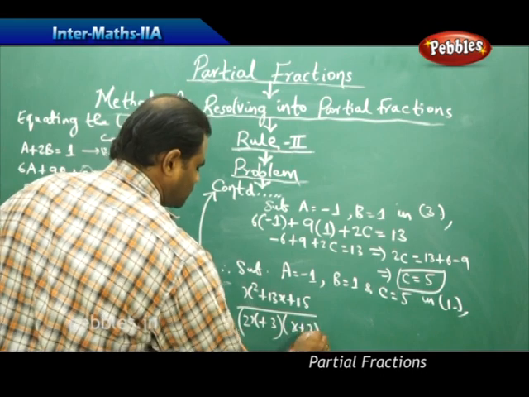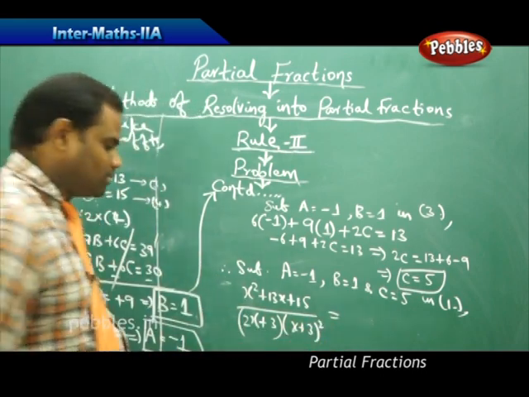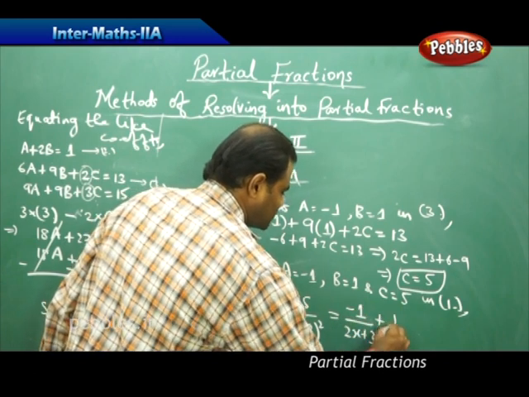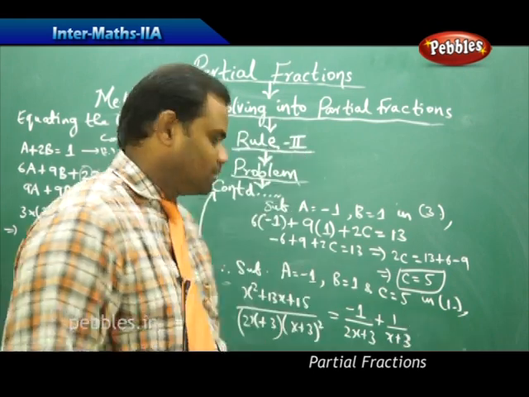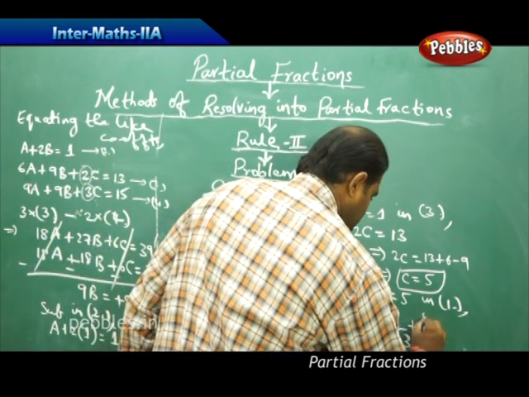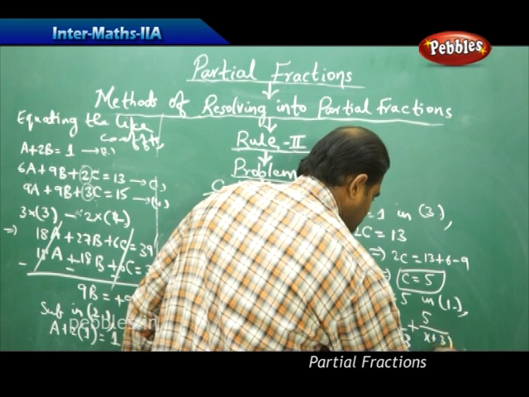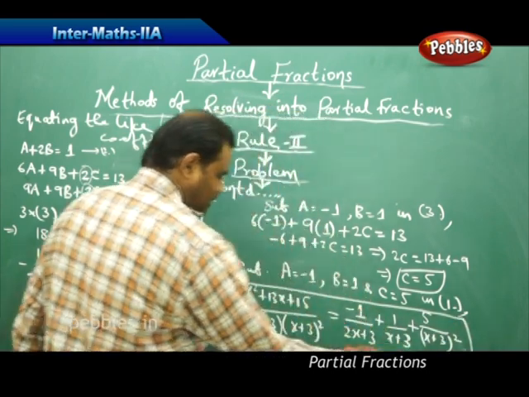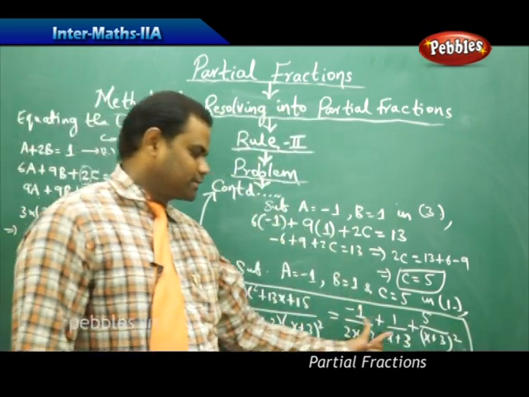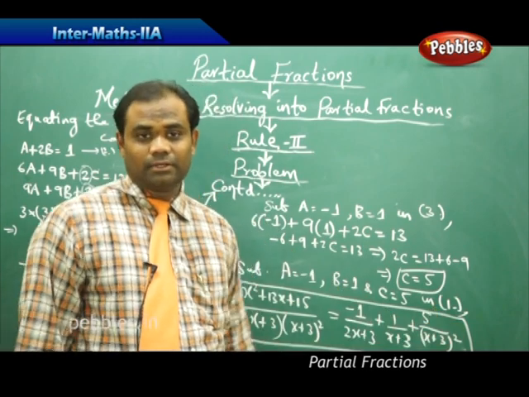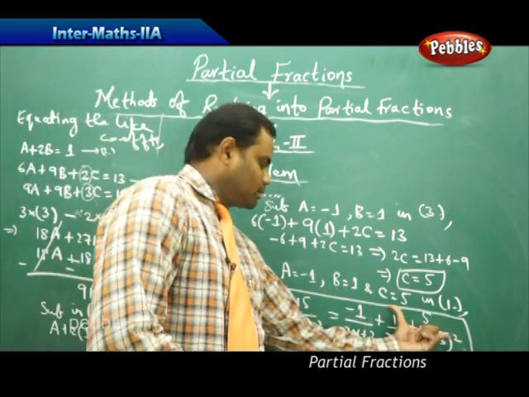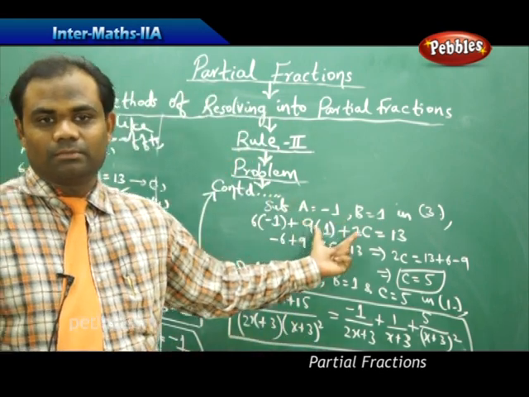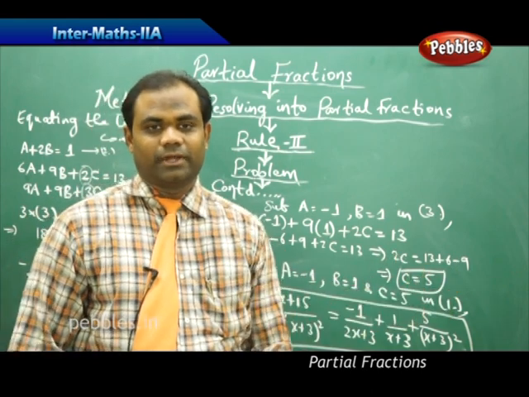times (x plus 3) whole square, which is a by, that is minus 1 by (2x plus 3) plus b by (x plus 3). So therefore, I get this as plus 5 by (x plus 3) whole square. Therefore, this proper fraction on the left hand side is expressed as the partial fraction of 3 terms, which is obtained from both rule 1 and rule 2 for the second 2 terms, using both the rules. This example problem is done for splitting into partial fractions.